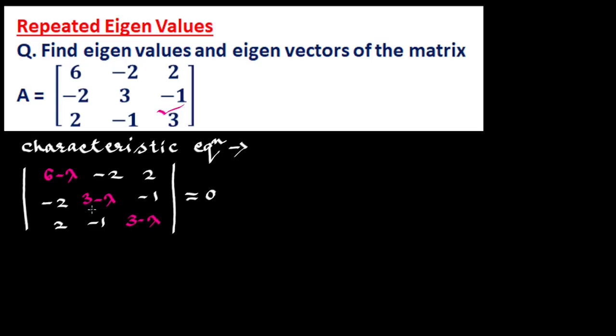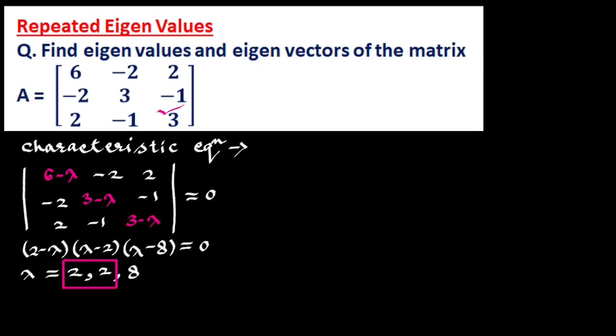After expanding and simplifying, we get (2 minus lambda) into (lambda minus 2) into (lambda minus 8) equals 0, giving us lambda, that is, eigenvalues 2, 2 and 8. Here, two eigenvalues are repeated, each being 2.